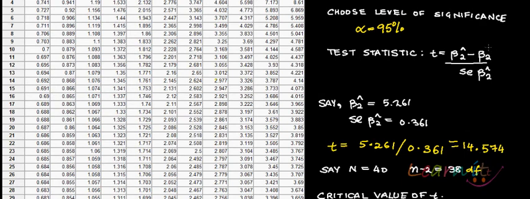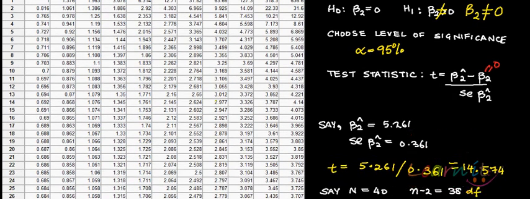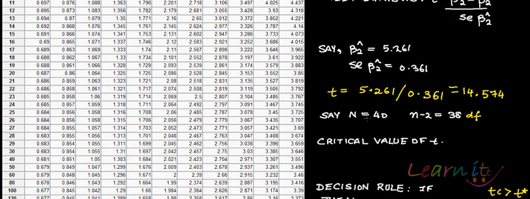What is this beta 2? Beta 2 is equal to 0. This is the hypothesized value of beta 2 here. Clear? So 5.261 minus 0 upon 0.361, which will come out to be 14.574. We've taken the earlier example only, where n is equal to 40.